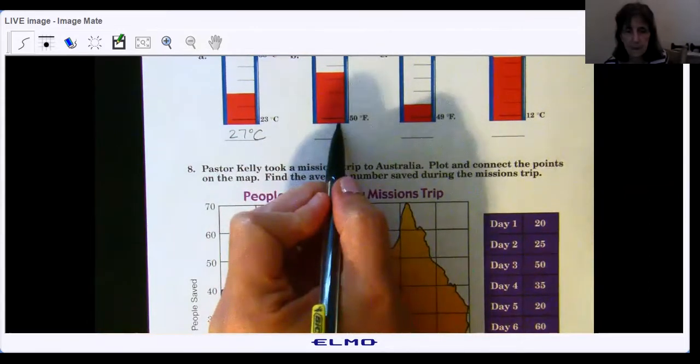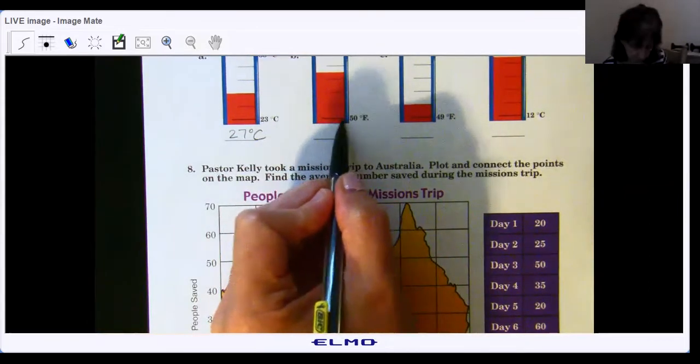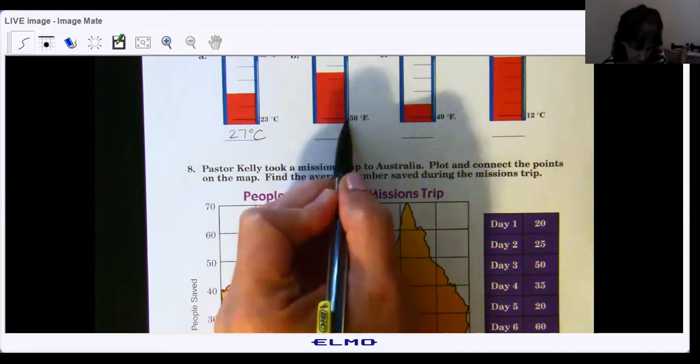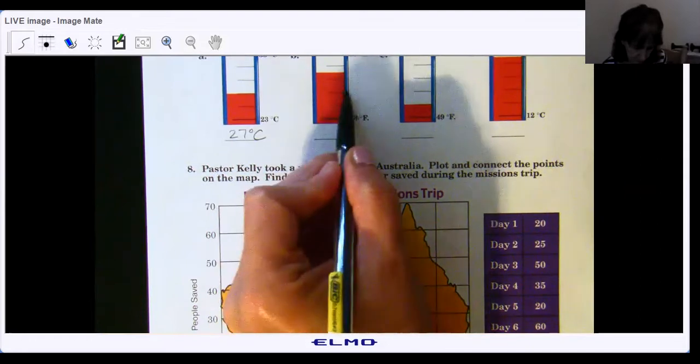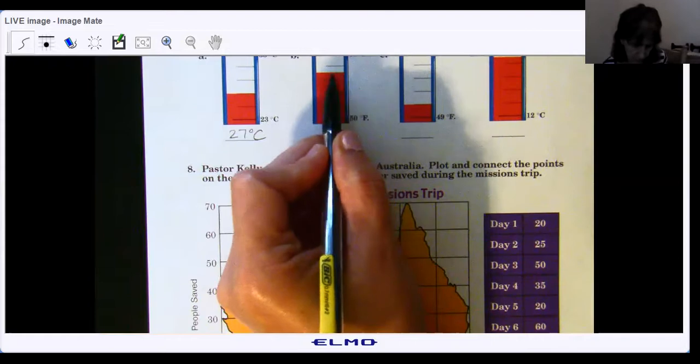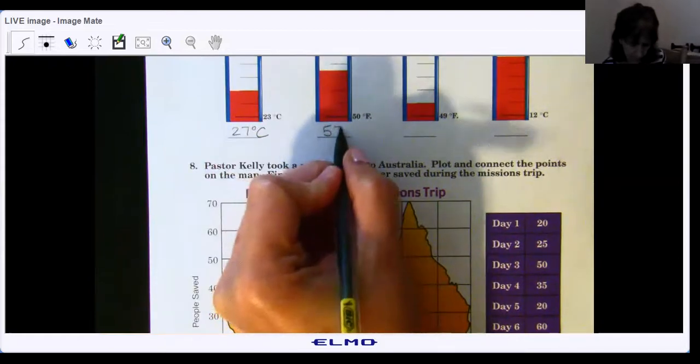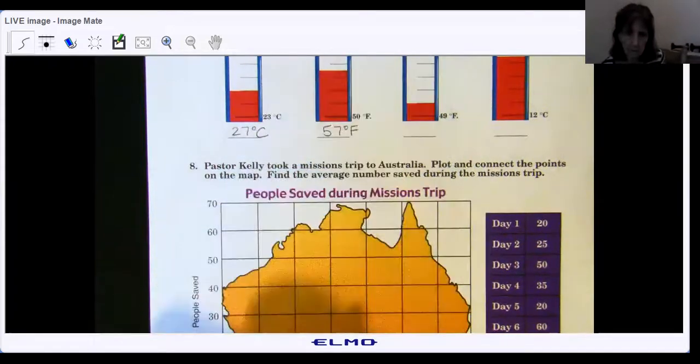And then go over to Fahrenheit. We're going to start at 50. We're going to count by 2s. 50, 52, 54, 56, and one more is 57 degrees Fahrenheit. All right, the rest is yours.